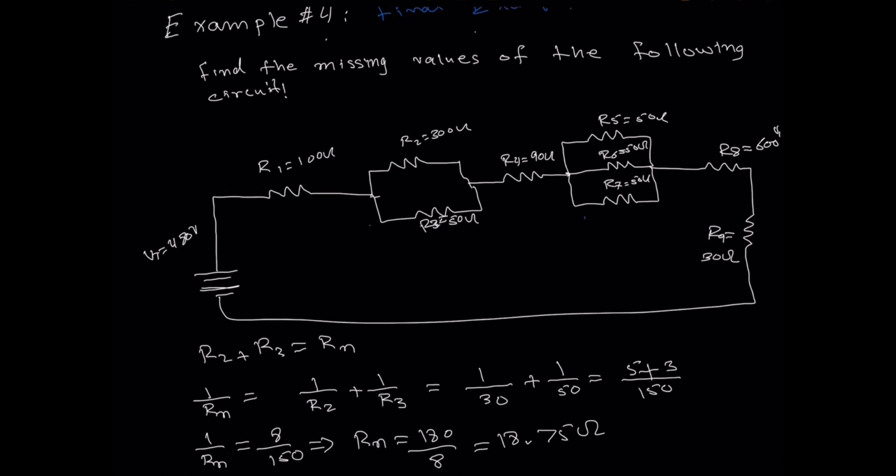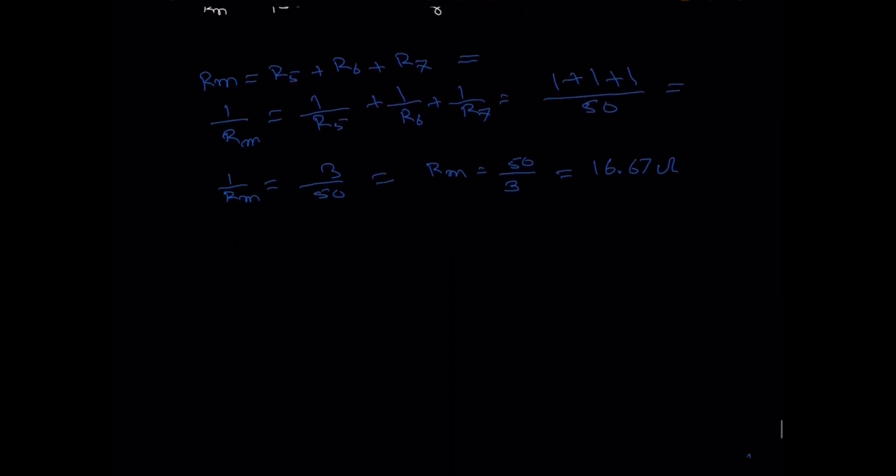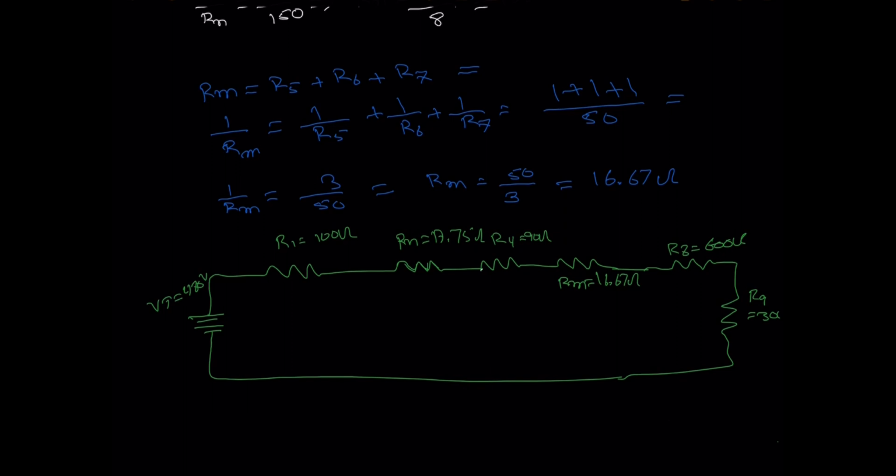Okay, so we got these circuits ready, simplified. Let's redraw this circuit again. We found Rn and Rm also. That was the parallel branches. Since we see all these values, we plugged in a series. It looks like a series circuit, and by definition, a series circuit is a circuit that has only one way for the current to flow. That way starts from R1, and we'll go all the way through Rn, R4, Rm, R8, R9, and all the way back to the battery's negative terminal.